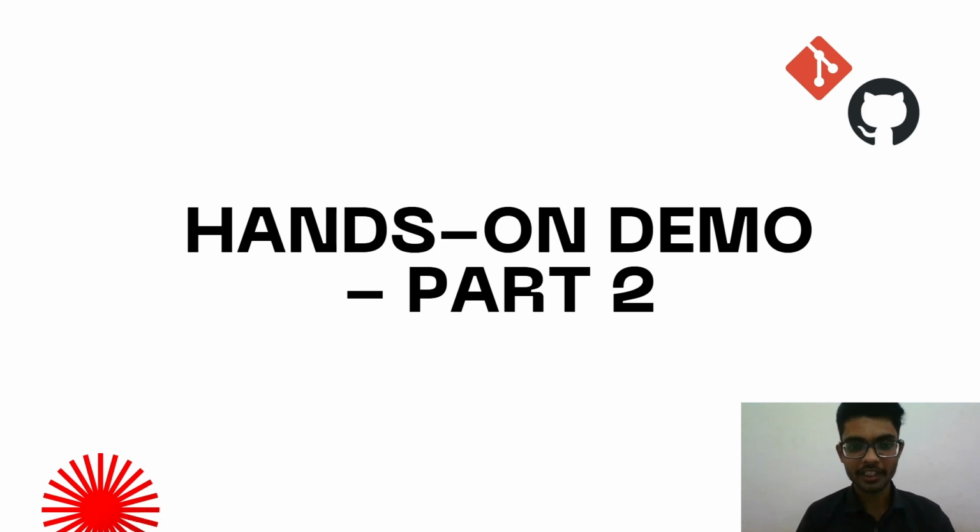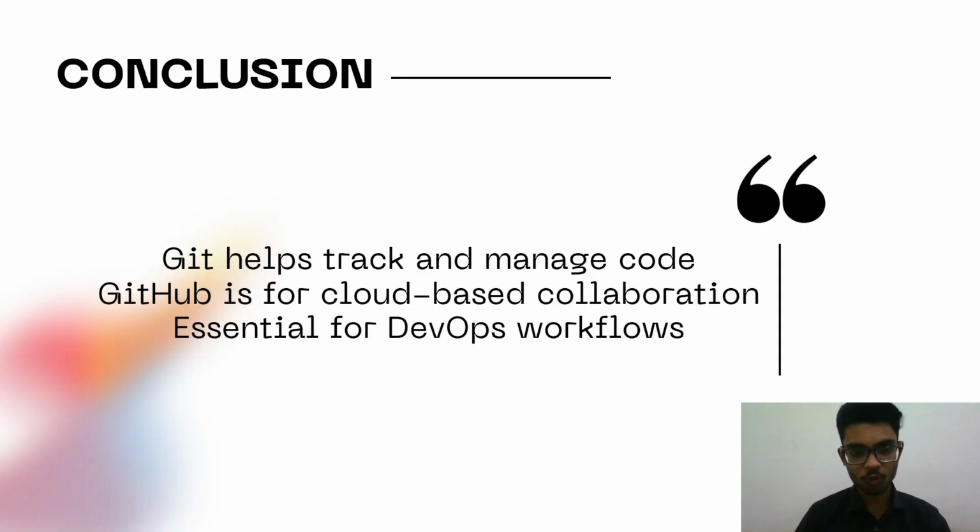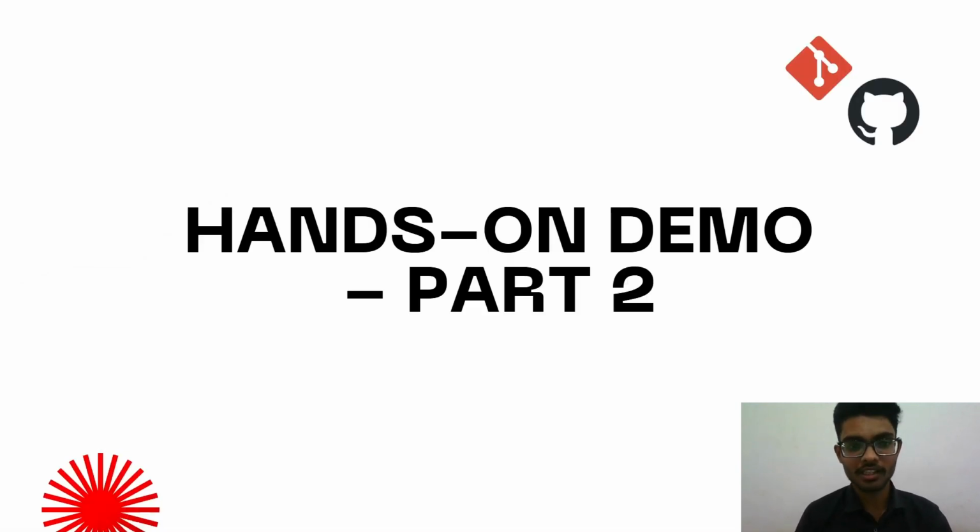Before starting our demo, I would just like to conclude everything we have summarized in the earlier video and this video. Git generally helps us to track and manage our code, while GitHub is a platform where we actually store our repositories so that other developers can access them, and it is essential for the DevOps workflow. How and why was discussed earlier in the video, and more tutorials will be coming soon. So now without wasting time, let's get started with the hands-on demo part 2.